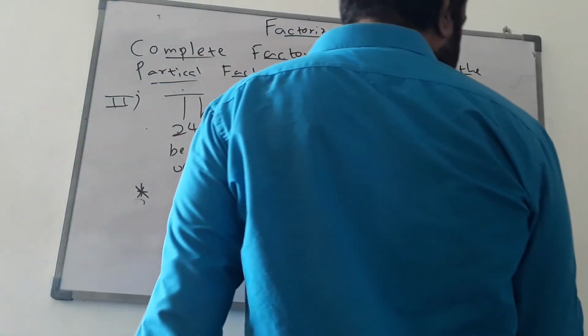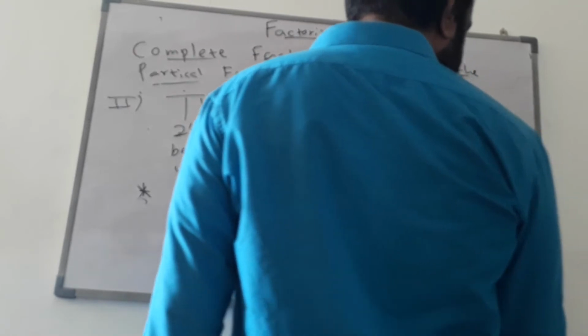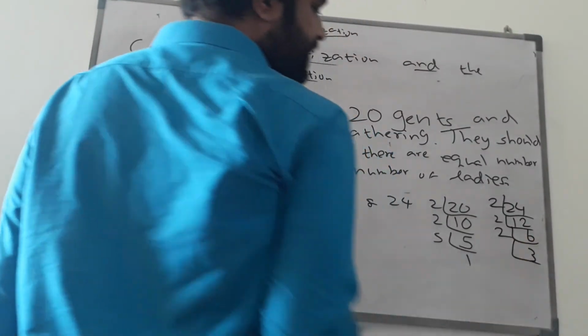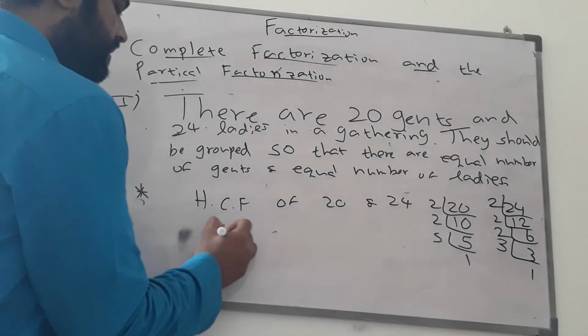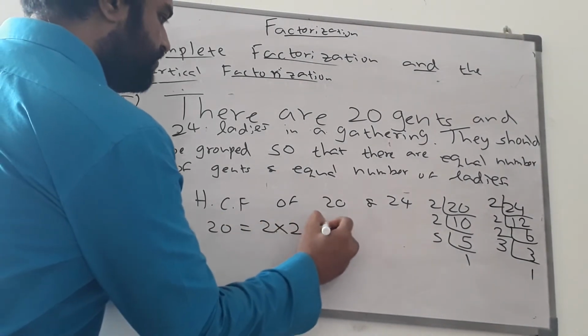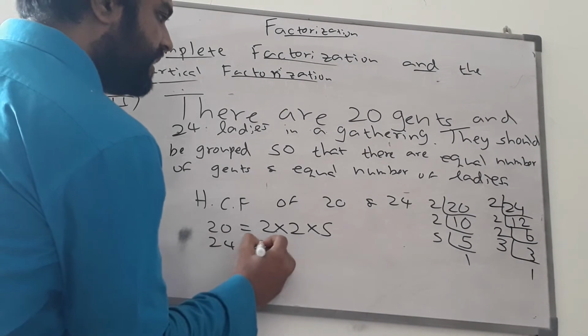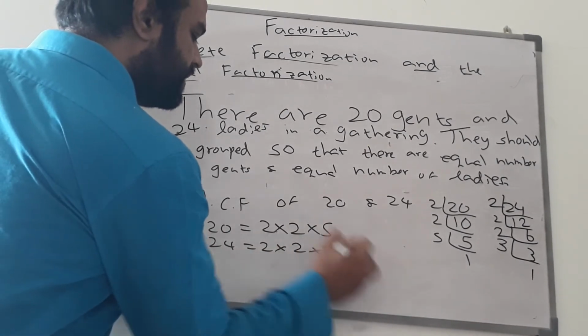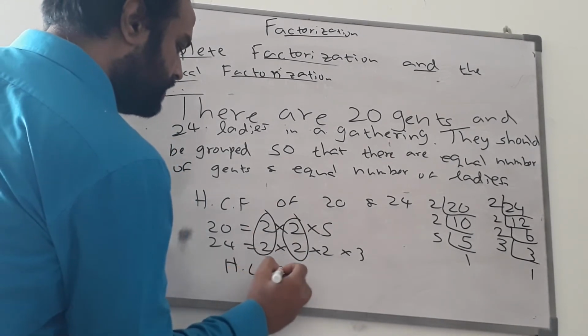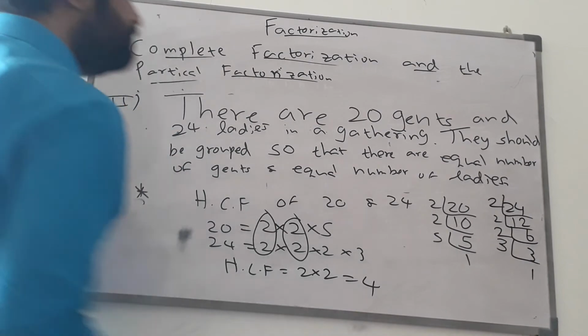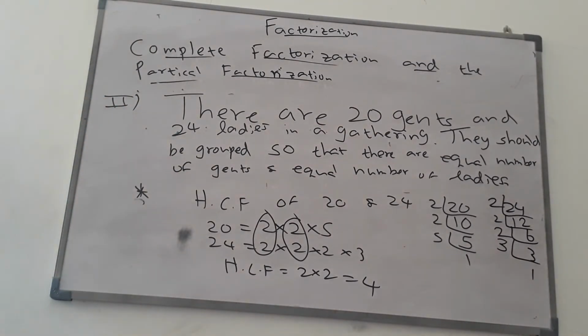Same as 24 by 2, 12. 2 is 6. 2 is 3. 3 can't be divided by 2. So next prime factor is 3. So it will be 1. So 20 can be written like 2 times 5. 24 can be written like 2 times 2 times 2 times 3. 2 is common, there's another 2 is common. So HCF is 2 times 2, which is equal to 4. So maximum number of groups we can divide 20 gents and 24 ladies are 4 groups.